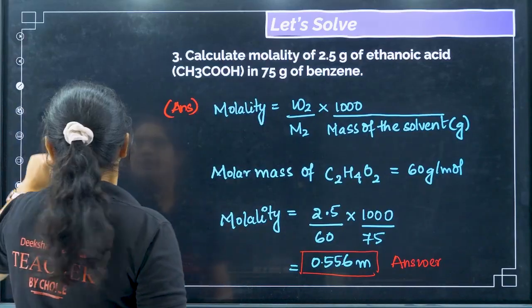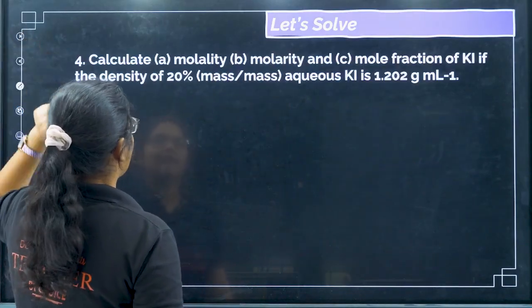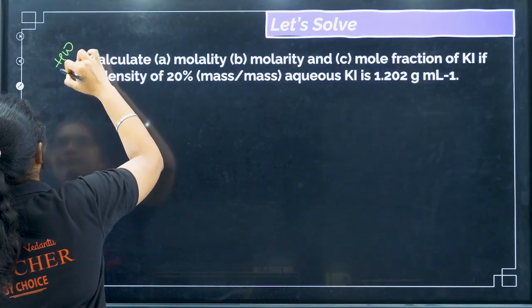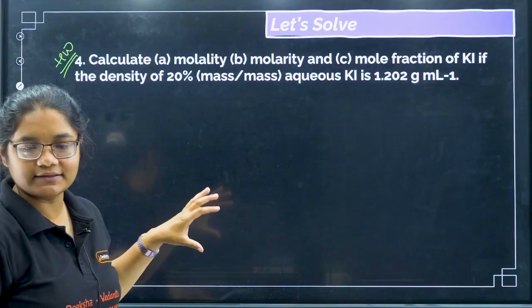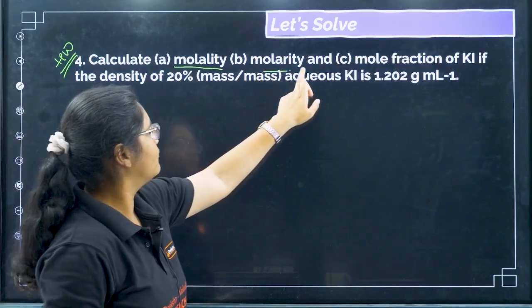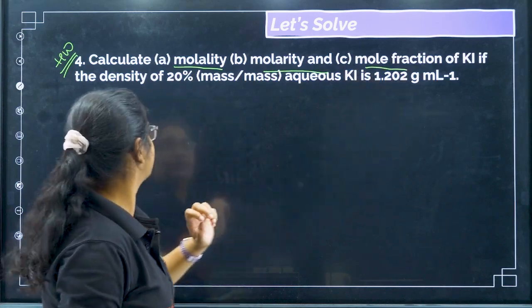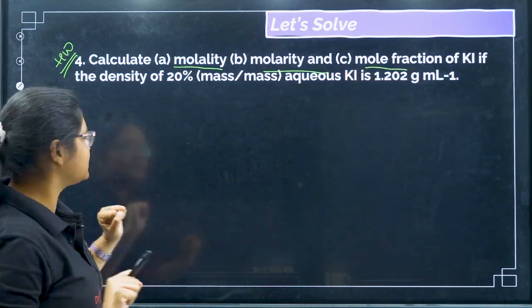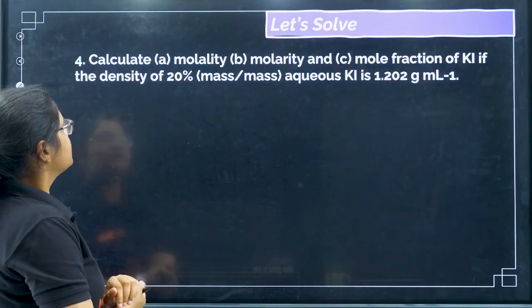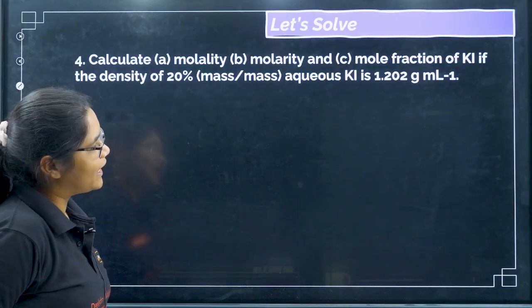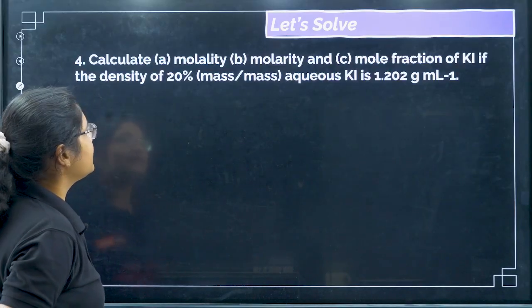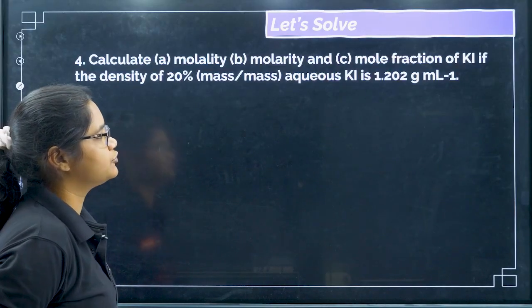Fine. After this we will have one more question. I'll give you this as a homework question for all of you to practice. The solution is there definitely in this video, but I want all of you to try this question. Calculate the molality, molarity and mole fraction of KI if the density of a 20% aqueous solution is given. Since density is involved, let me help you here.